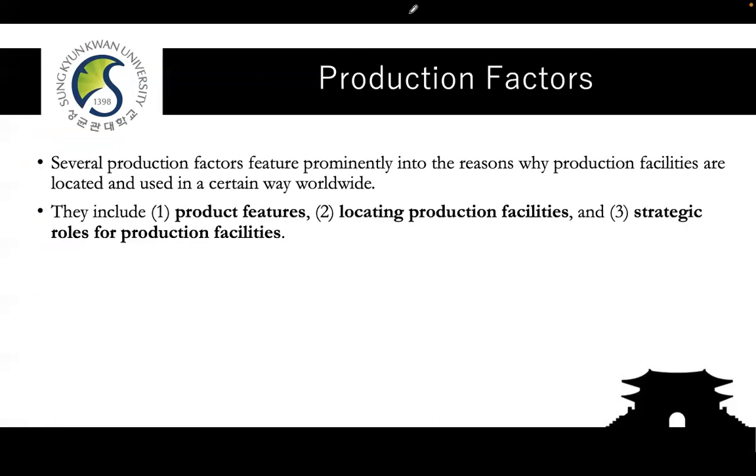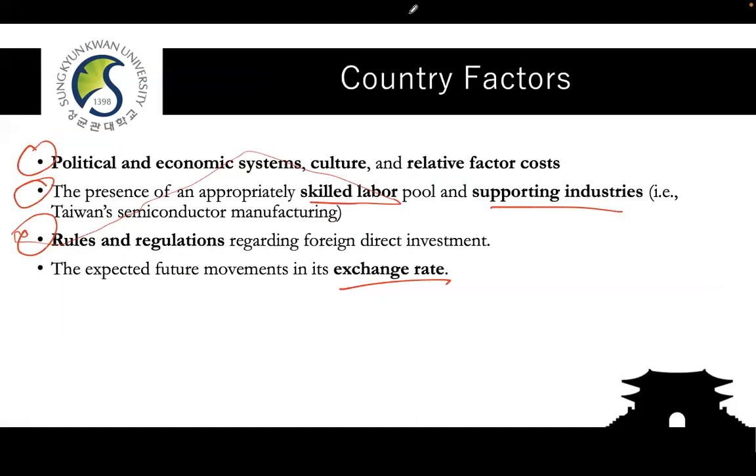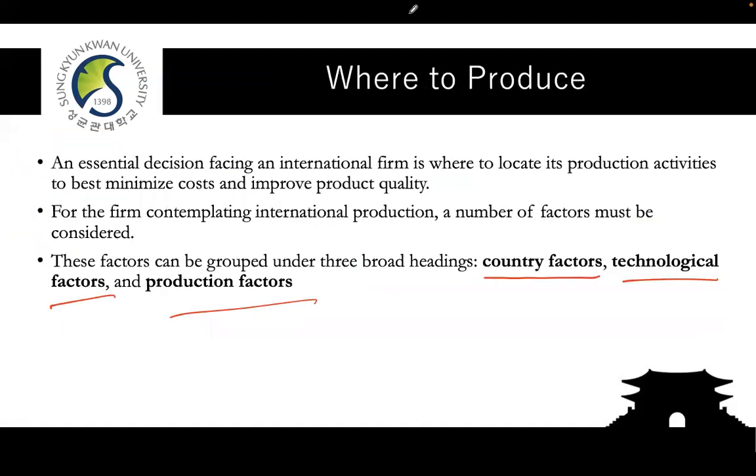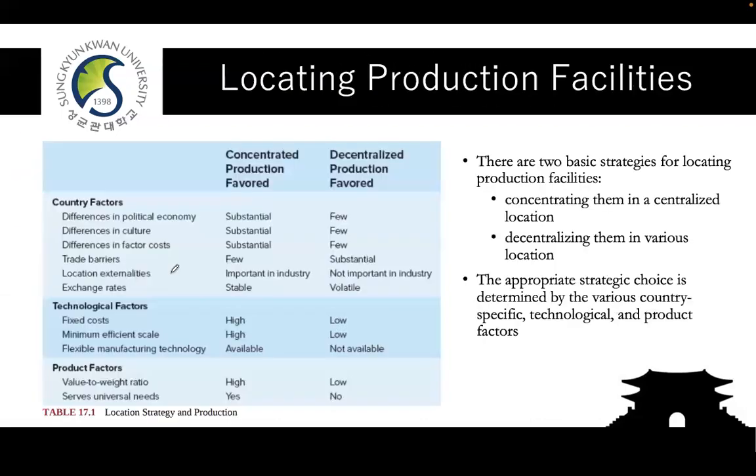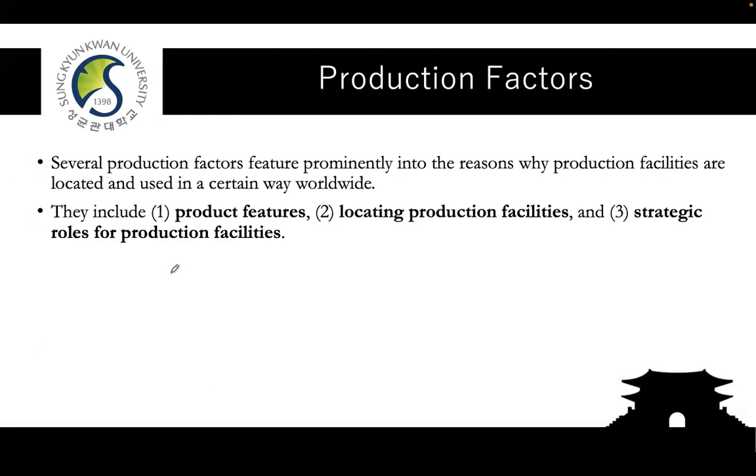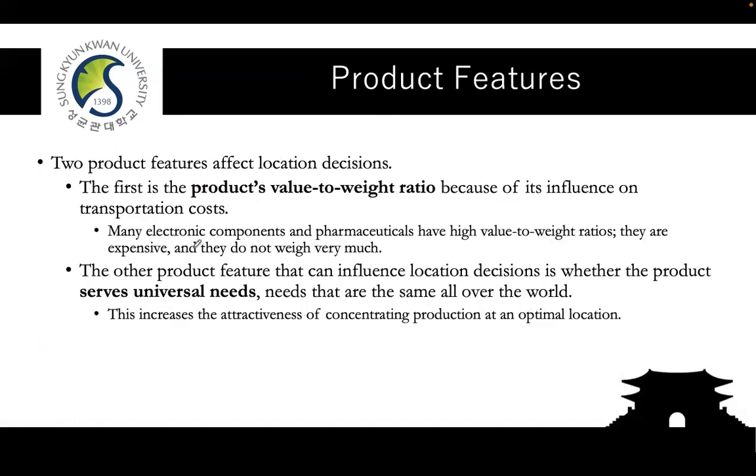Okay, so the next factor is the production factor. We see the first one, country factor, then the technological factor that we just discussed, and the third one is production factor. So production factor here is talking about product features, locating production facilities and strategic roles for production facilities. So what is the first one, the product features? What is the value to weight ratio? See the value, how valuable is the product or the equipment or manufacturing facilities or something to the weight ratio.